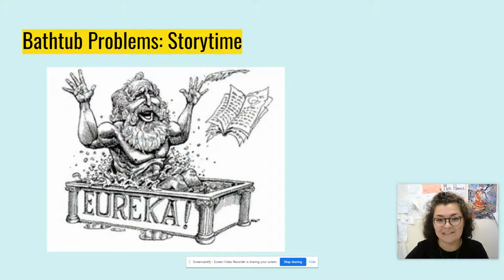So basically, every time he gets in the bathtub, he realizes it's because his body is taking up the space that that water used to take up. So it's pushing the water out, right? So that's why. So now, what's the solution to this?